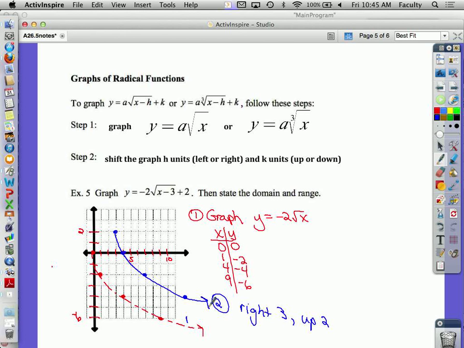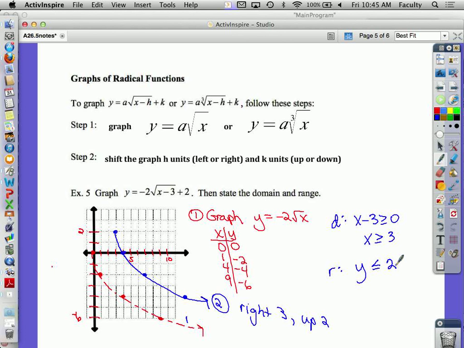Now we can handle the domain. The domain is still x minus 3 greater than or equal to 0. So x is greater than or equal to 3. My range, the highest y value is 2, and then they fall. So this is y less than or equal to 2.